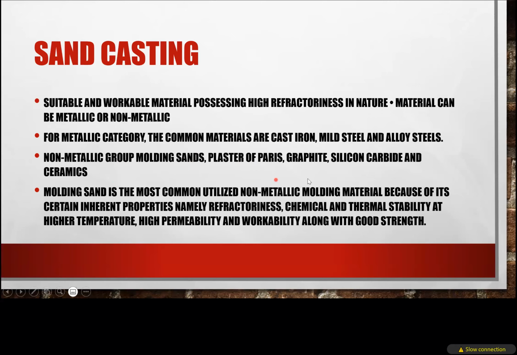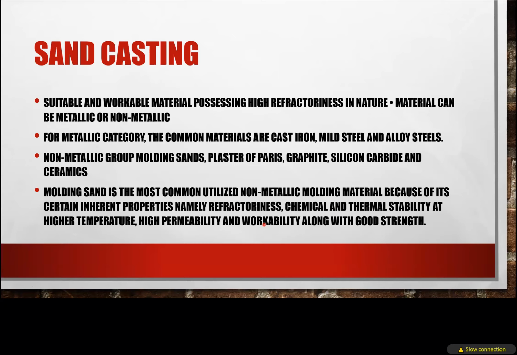Molding sand is used as a non-metallic molding material because of certain inherent properties. What are the properties of molding sand? The main reason is its refractoriness, chemical and thermal stability at higher temperature, then high permeability and workability along with good strength. So these are the properties by which sand will be used as a mold.